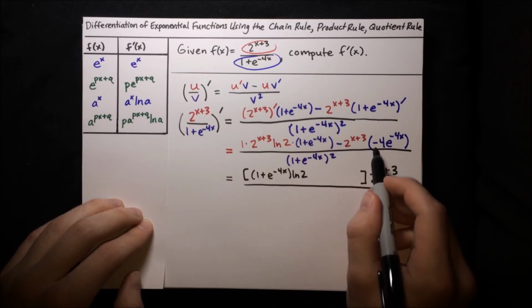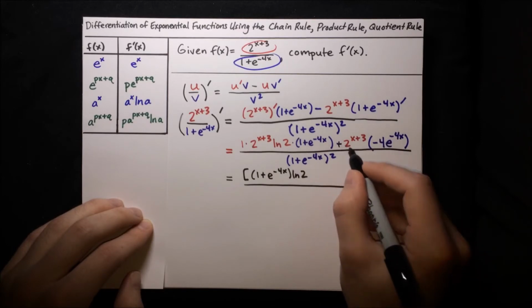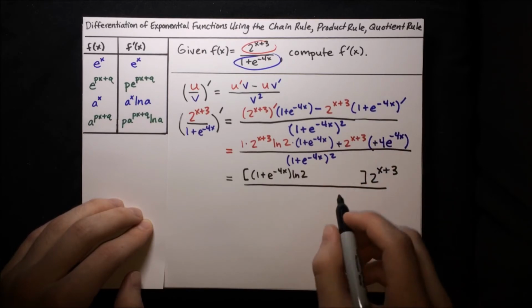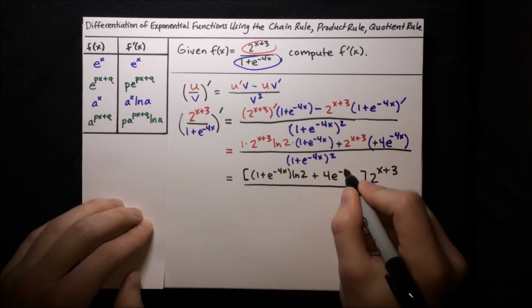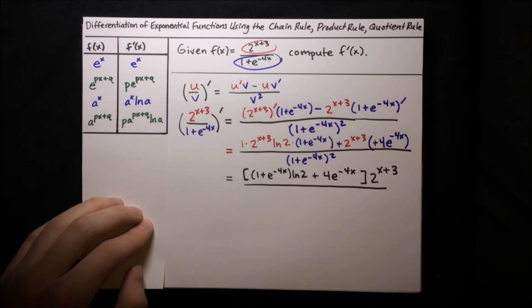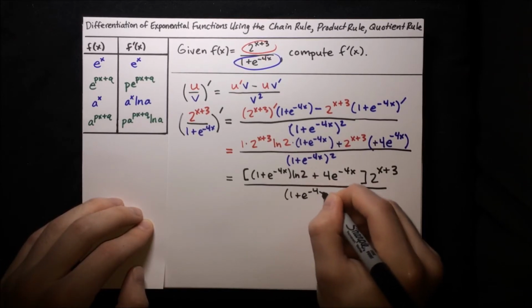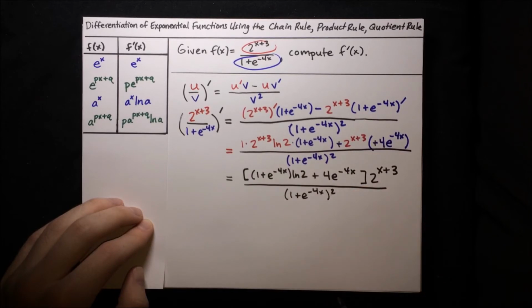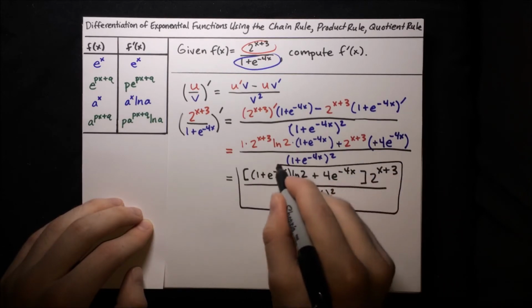So minus a negative 4e to the negative 4x, so those negatives will cancel, become plus, because there are 2 of them, so just plus 4e to the negative 4x. That's all over 1 plus e to the negative 4x squared, and there we go. That looks about as simple as we can get it. So there is our result. That's our derivative.